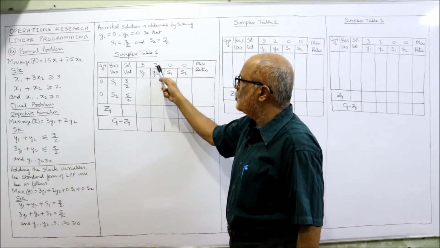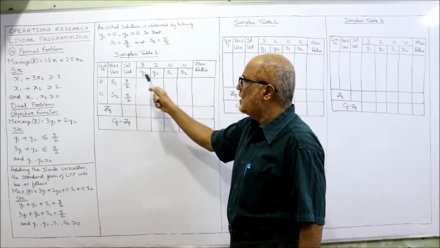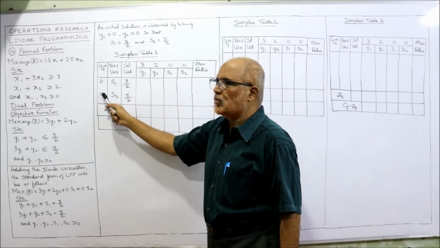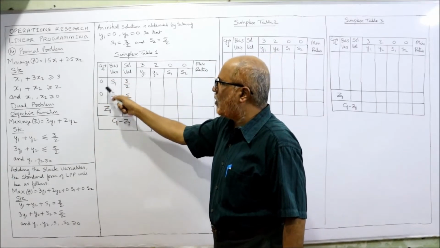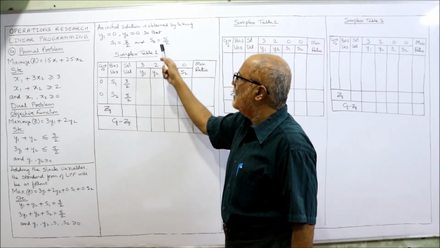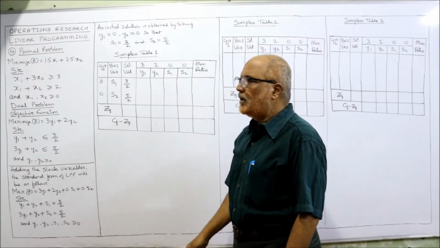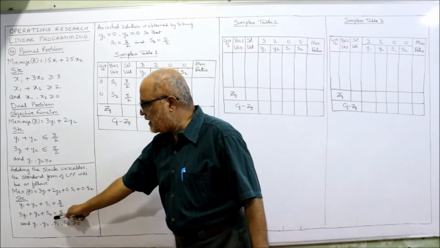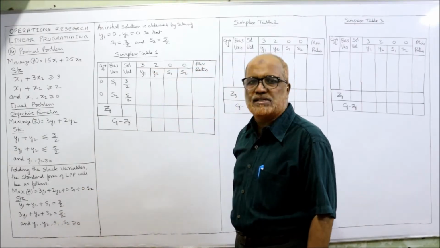y1 3, y2 2, and s1 0, s2 0. Here also s1 0, s2 0. So Cj values are there in the column and also in the row. Basic variables are s1 3 by 2 and s2 5 by 2. Now the coefficients of the constraints will be taken in the body of this table.